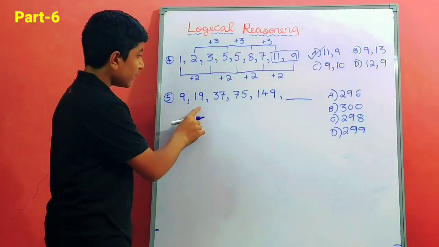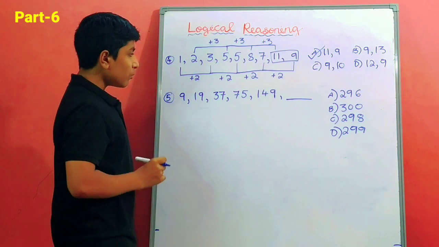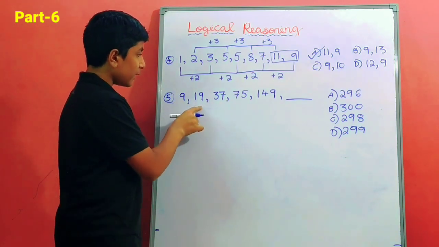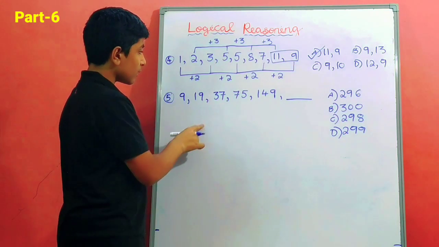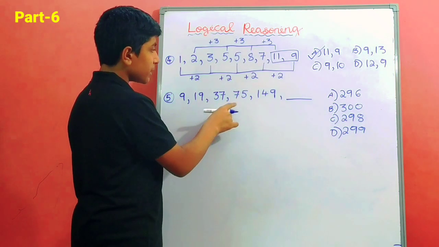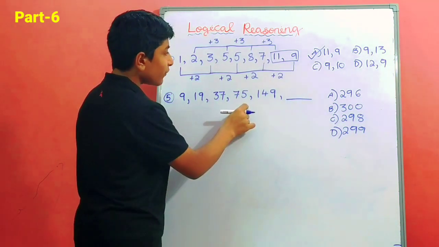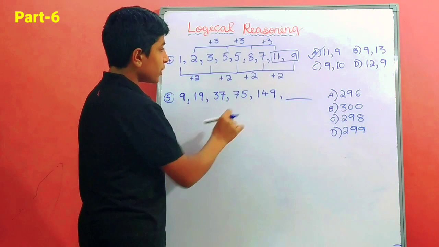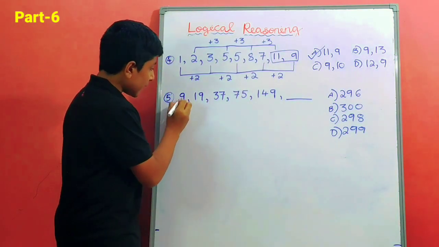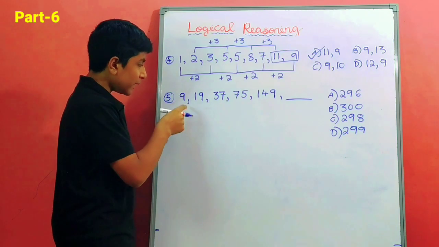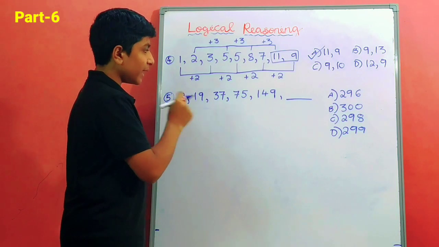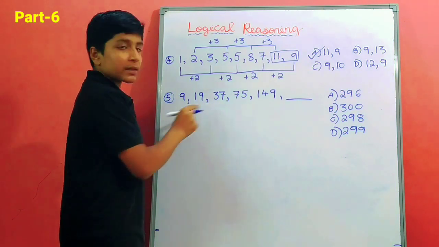We have 9, 19 and 37. So if you see, it is almost the double of it. Like this number into 2 will be 18, and this number into 2 will be 38, and 37 into 2 will be 74, and 75 into 2 will be 150. So it is almost close to it. But we can see that in the first number, 9 into 2 is 18 and plus 1 is 19, and 19 into 2 is 38 and 38 minus 1 is 37.